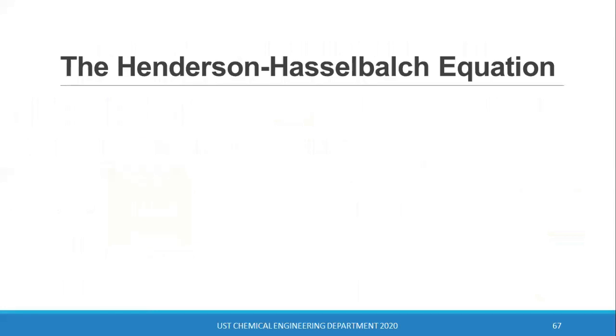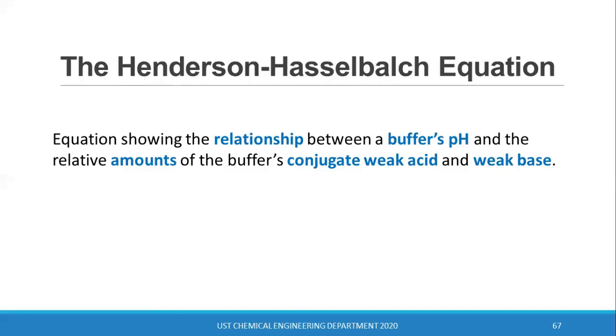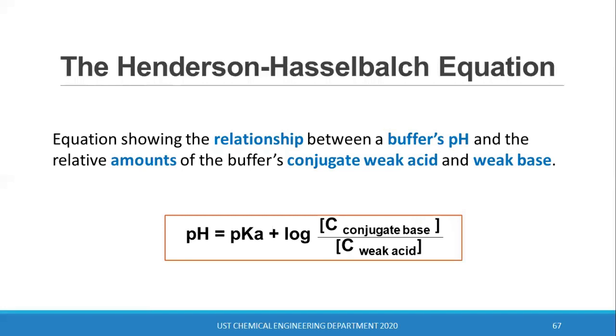From the solutions we did with buffer solution, it can be observed that the steps are very similar. The series of steps are simplified further by the Henderson-Hasselbalch equation. It is an equation showing the relationship between a buffer's pH and the relative amounts of the buffer's conjugate weak acid and weak base, and it is represented by the following expression.